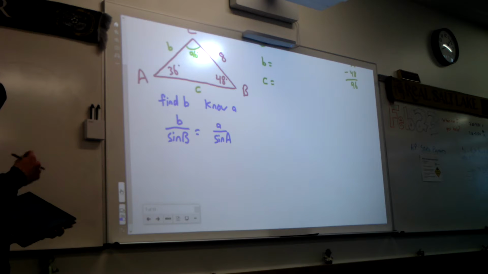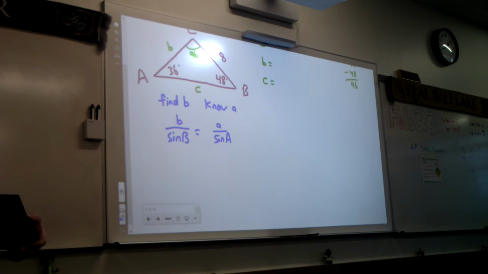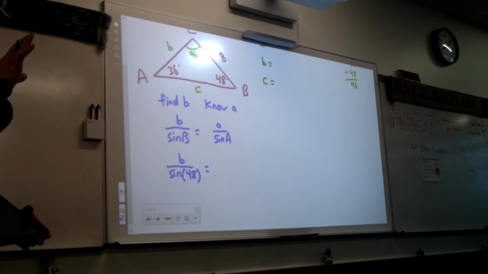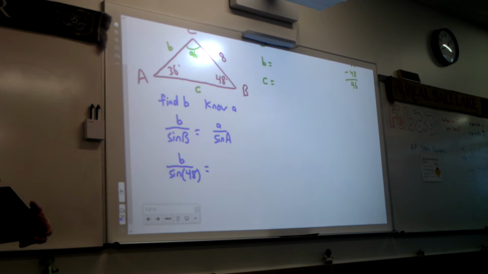Except now I'm going to plug in our values. We don't know what B is, right? But we do know what angle B is. What is angle B? Now be careful when you put this in your calculator. It's going to open sine with a parenthesis. Make sure you close it after you put the 48 in. Now, that's equal to A over sine of A. A is 8, and angle A is 36 degrees.